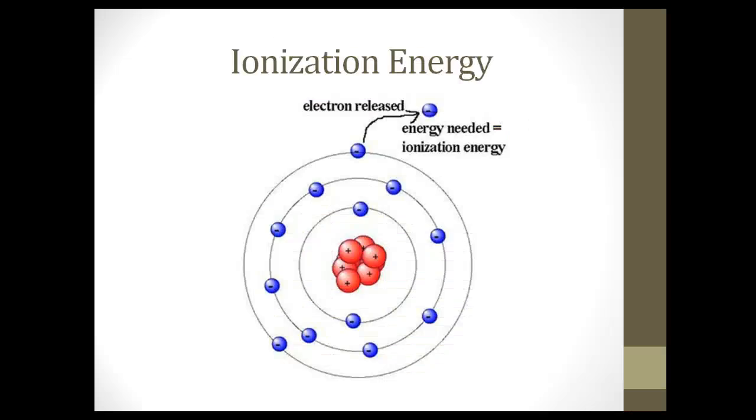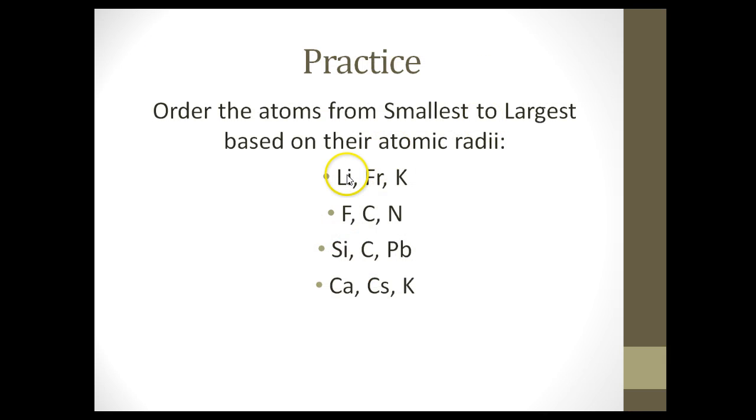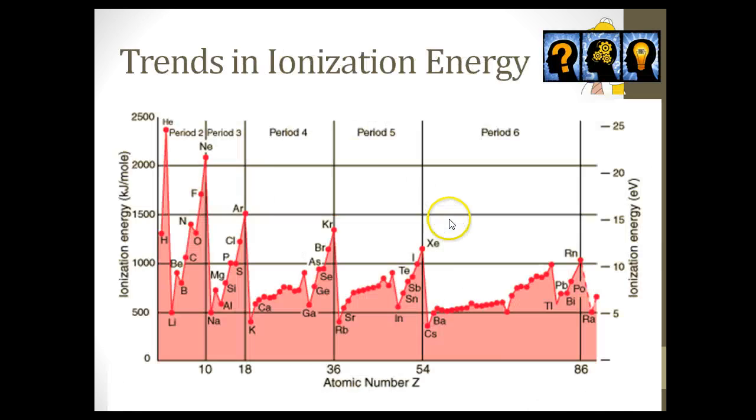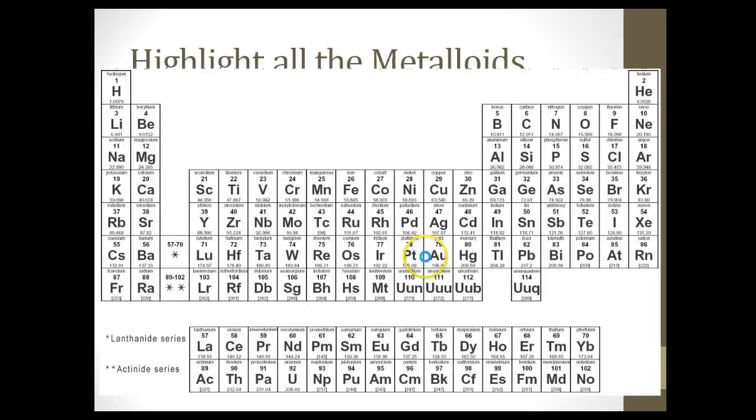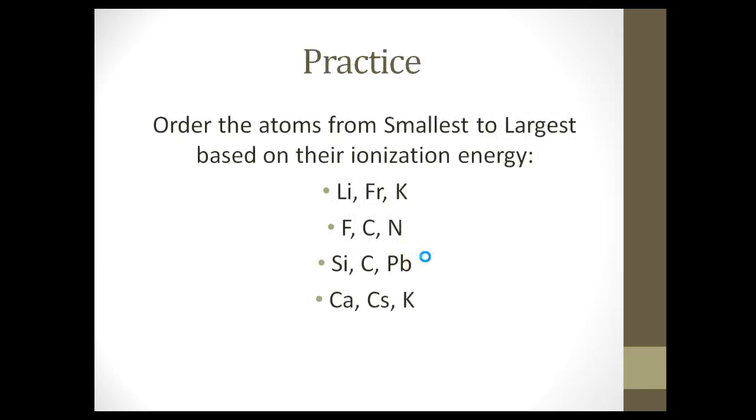What's going to be cool, remember how we put these guys in order from smallest to largest before? Where it's like lithium, potassium, francium. The ionization energy from smallest to largest is going to be the exact opposite. So in this case, it would be francium, potassium, lithium. So the exact opposite, which is kind of cool. Alright, so those are your general trends for ionization energy and atomic radius.